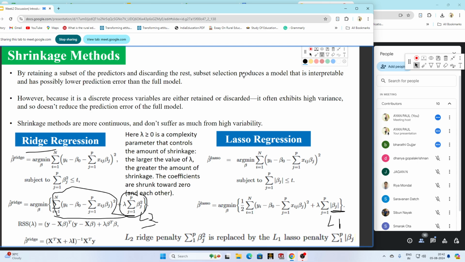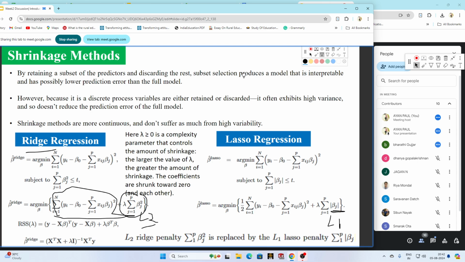In lasso, there can be some instances in which the coefficient goes to zero. But in ridge, the coefficient does not shrink ultimately to zero. So in lasso, there can be cases in which the coefficient shrinks to zero, but in ridge, there can be cases in which the coefficient does not shrink to zero. So that is ridge regression.